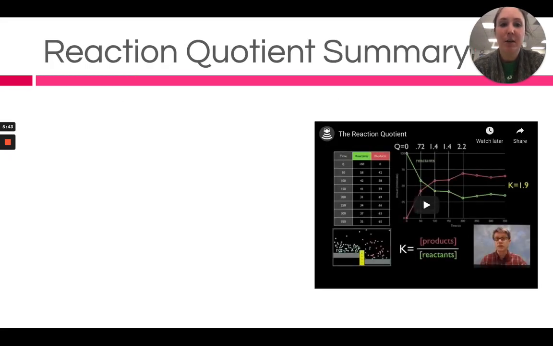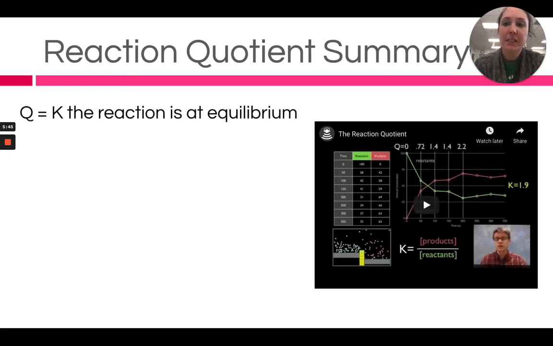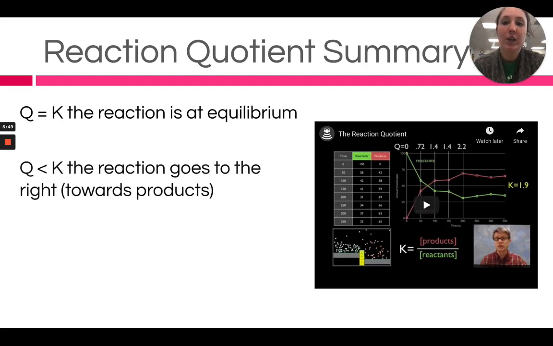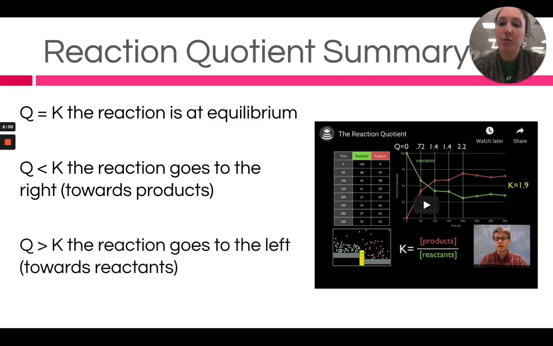So to summarize here, when Q is equal to K, the reaction is at equilibrium. When Q is less than K, the reaction goes to the right towards the products. We're forming more products here. And when Q is greater than K, the reaction is going to go to the left in the reverse direction and form more reactants to reestablish equilibrium.